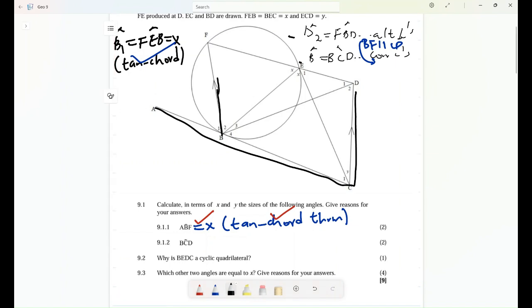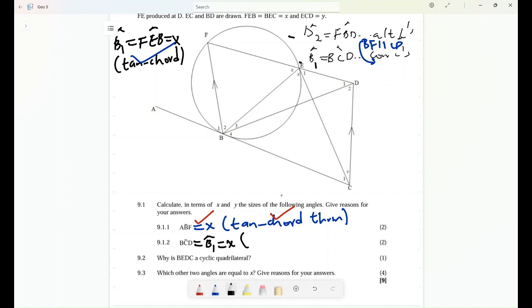So I was talking about B1 and BCD. Here it was supposed to be B1, and I have already calculated that one. Angle BCD is equal to angle B1. So I'm going to say angle BCD is equal to angle B1. And angle B1, I know it is equal to angle X.